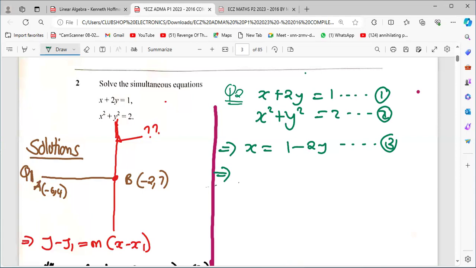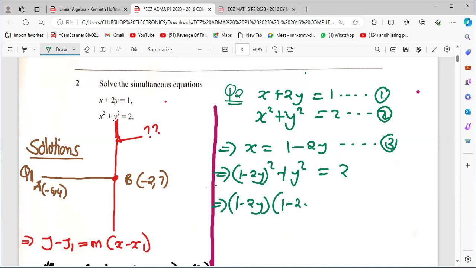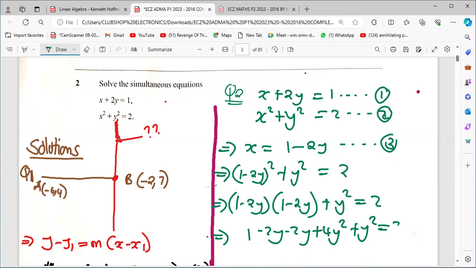So we substitute equation 3 into equation 2, and what do we get? (1 minus 2y) squared plus y squared is equal to 2. So how do we expand this? You can either use binomial expansion or you do it directly: (1 minus 2y)(1 minus 2y) plus y squared equals 2. Upon expansion, 1 by 1, we have 1. 1 by negative 2y, negative 2y. Negative 2y by 1, negative 2y. Negative 2y by negative 2y, we have positive 4y squared, plus y squared is equal to 2.